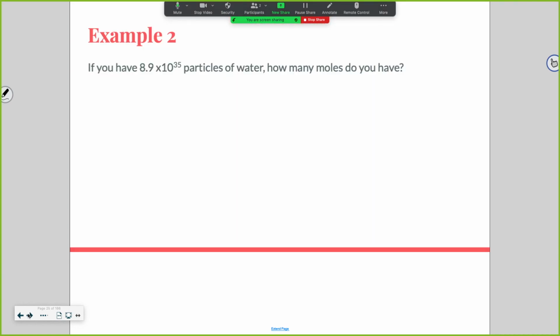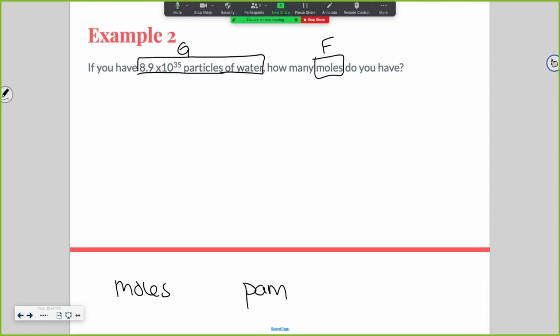All right? Next example. If you have 8.9 times 10 to the 35 particles, given or find? Given, particles of water. What do they want me to find? Moles. So identify that as your given and find. Look at that flow chart that you probably wrote down. We're looking at the side that deals with moles and particles. I'm not going to write the other side. You know what that is. So moles to particles and particles to moles.